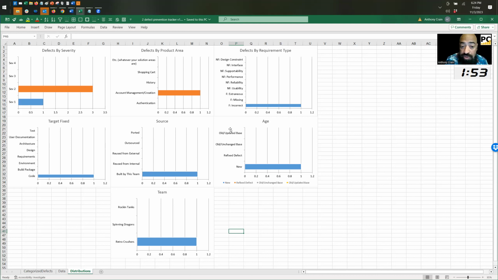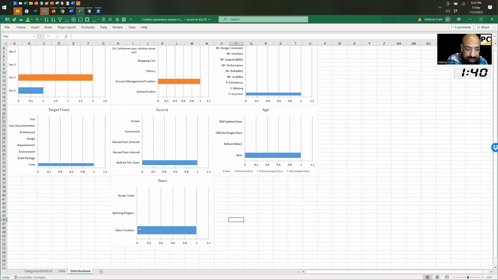Age, right? The older the defect. So wow, most of our defects are in really old stuff. So what should we do? Versus most of our defects are in the new stuff. So the old stuff is actually pretty good. Well, that's very interesting, right? What should we do? And then here by team.